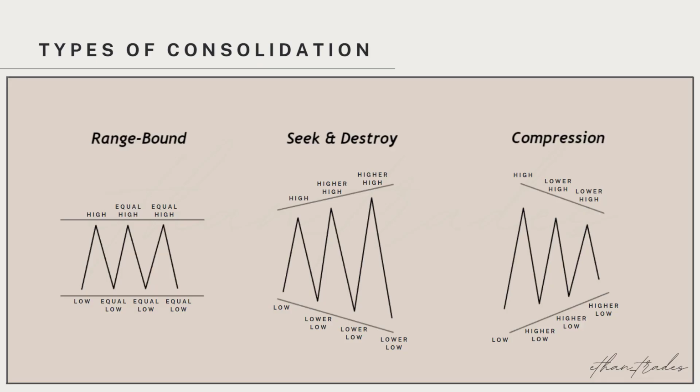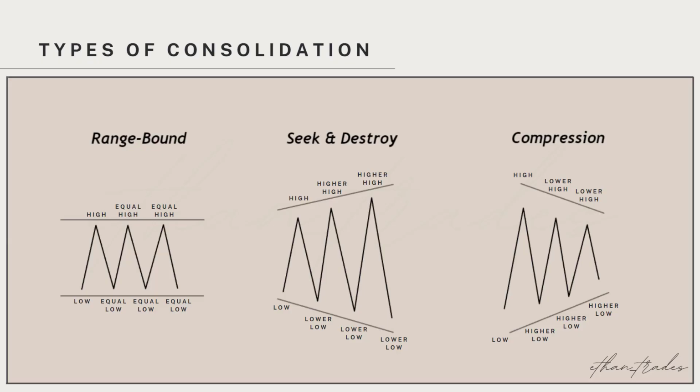Before we move on to the fractal level of a consolidation, here are 3 different types of consolidations you will find in the market. First, you'll have a range-bound market, which is when price is just bouncing between 2 price levels. Second, you'll have the seek and destroy condition, which is when price is constantly taking out highs and lows in a widening wedge pattern. And third, you have the compression condition, which is when price is constantly failing to take out highs and lows in a triangle pattern, or it kind of looks like it's forming a flag, a triangular flag.